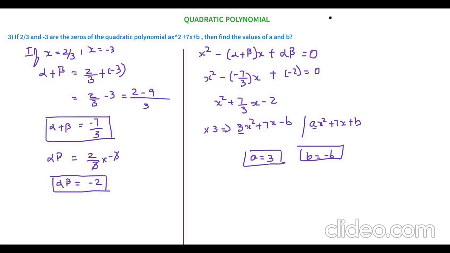Isn't it easy? And this is a very important question, and this was asked in the 2011 question paper. So first we got the zeros of the quadratic equation. We will find the sum of the zeros and the product of the zeros, form it into a standard quadratic equation, and then find the values of a and b.